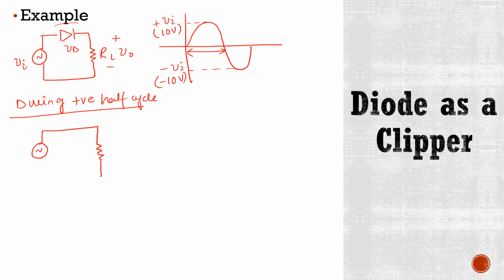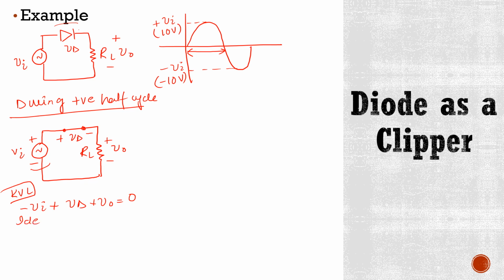Now, during this positive half cycle, this circuit will look like this. It means now this diode is short. Here you have Vi. Now this terminal is positive, this is negative, this is Vd. This terminal is positive, this is negative, and here we have V0. Now if we apply KVL here and start from this point, our KVL equation will be minus Vi plus Vd plus V0 is equal to 0. And if we assume that this diode is ideal, it means here Vd is 0. Now this equation becomes minus Vi plus V0 is equal to 0.